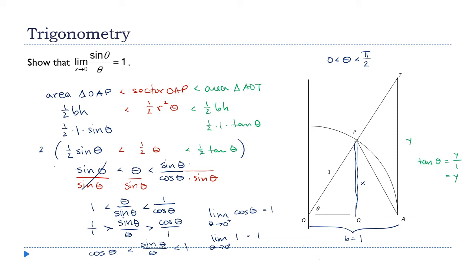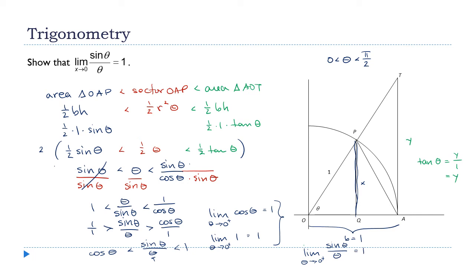Okay, so what have I shown? Because sine theta over theta is sandwiched between these two functions, which are both narrowing down to the same number at that point, that means that the limit of sine theta over theta as theta approaches 0 from the right is equal to 1.